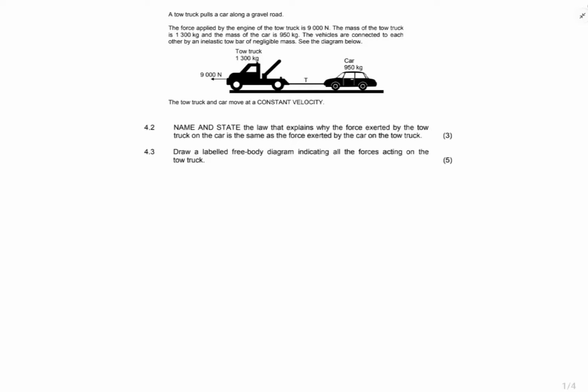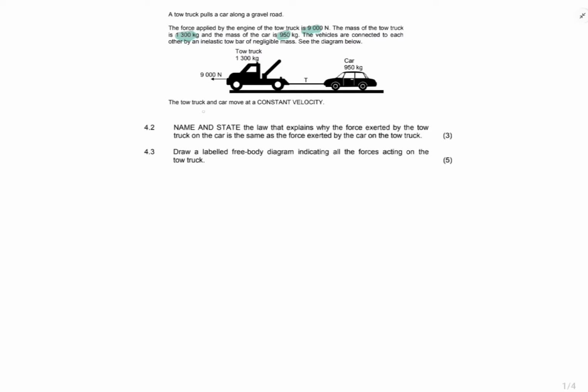Welcome back, grade 11s, and we're still looking at Newton's laws, specifically the application of Newton's second law. We are given a problem here. We are told that we have a tow truck that pulls a car along a gravel road, and the force applied to the engine of the tow truck is 90 newtons. The mass of the tow truck is 1,300 kgs, and the mass of the car is 950 kgs. The vehicles are connected to each other by an elastic bar of negligible mass, so we can just ignore the mass of that tow bar.